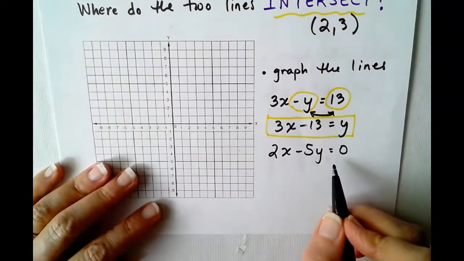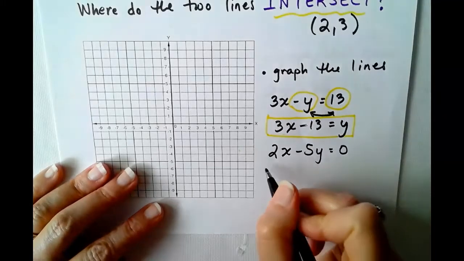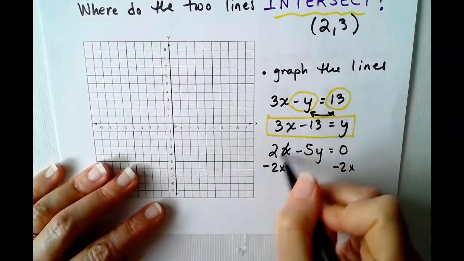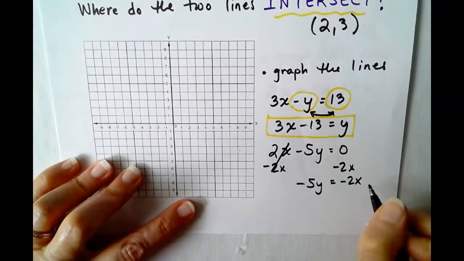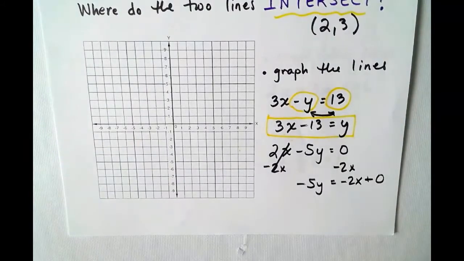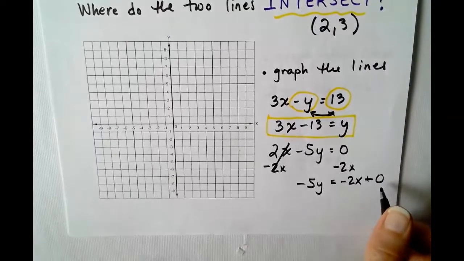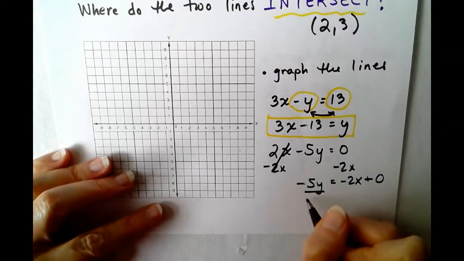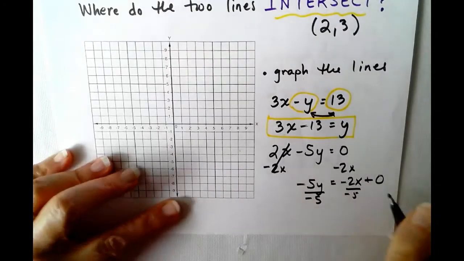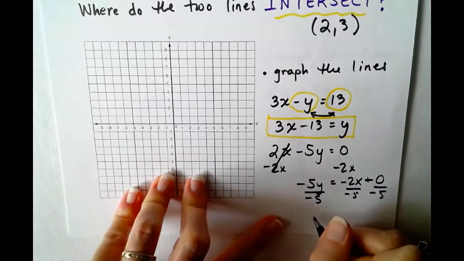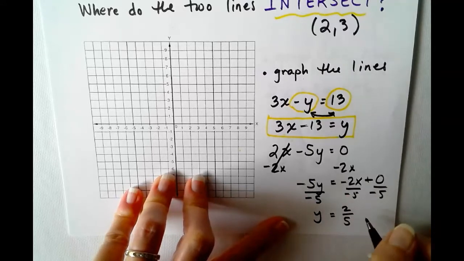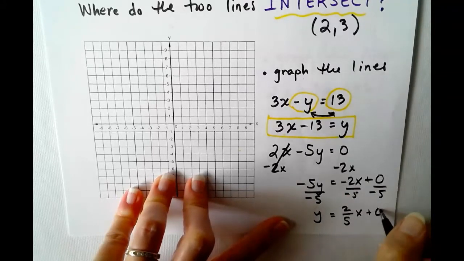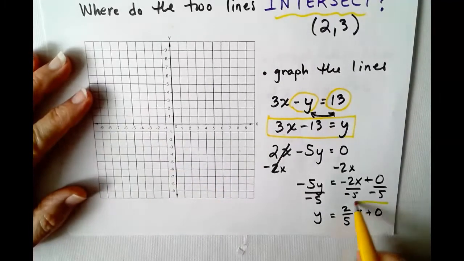Then, for the second equation, let's solve for y by moving the 2x from the left to the right, which gives us negative 5y equals negative 2x plus 0. Now, you don't have to write the 0, but if it helps you remember that it's a y-intercept, then move it to the other side. Divide by negative 5, and we get y equals negative 2 over negative 5 is positive 2/5 x plus 0. So this is our second equation.